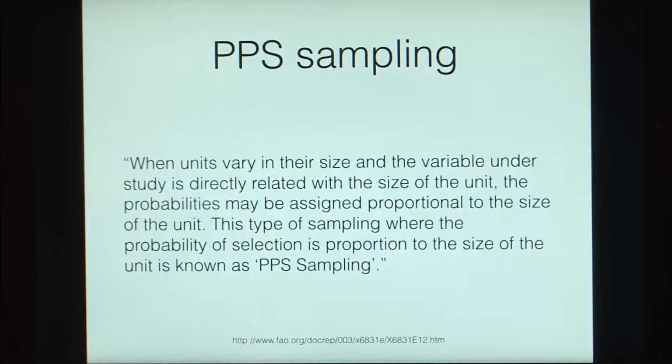So, coming to the slides now, when units vary in their size and the variable under study is directly related with the size of the unit, the probabilities may be assigned proportional to the size of the unit. This type of sampling, where the probability of selection is proportional to the size of the unit, is known as PPS sampling. So, essentially PPS sampling is what we saw in the case of point sampling. So, in the case of point sampling, say with a wedge prism, the probability of selecting a larger size tree in our sample is greater than the probability of selecting a smaller sized tree in the sample. So, that sort of a sampling is known as a PPS sampling, or a probability proportional to size sampling.